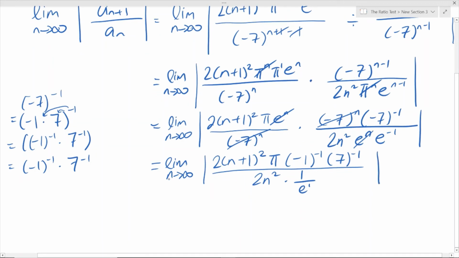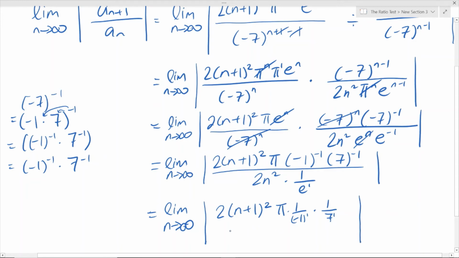And then now, carrying on, we can see that we have 2n plus 1 squared times pi times -1 to the exponent of -1, which is the same as 1 over -1 to the exponent of 1. And this is the same as 1 over 7 to the exponent of 1. This will be all over 2n squared over e. E to the exponent of 1 is just going to be e.